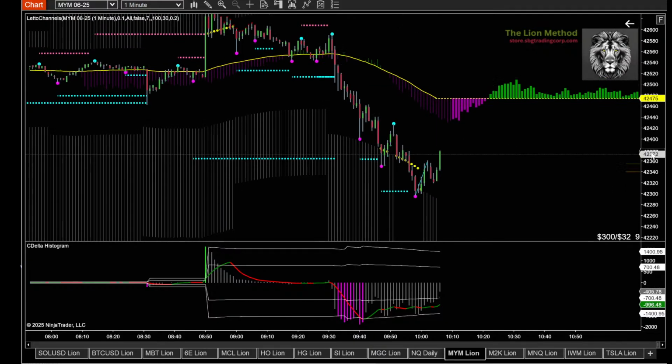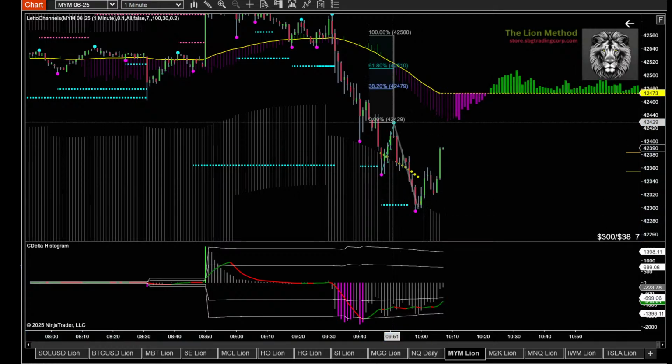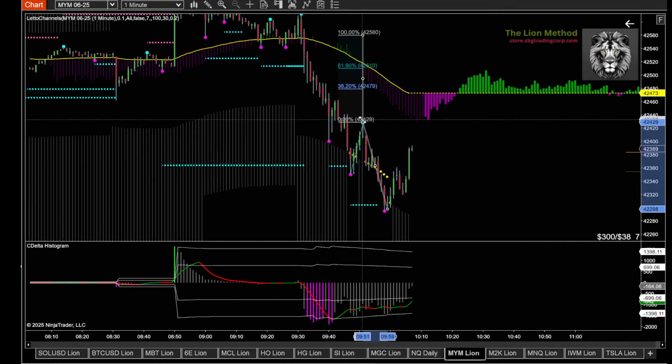Let's see what the boring old YM is doing. So this is a Lion method trade. We'd go long on a break above here. I don't like to go long too close to the 100 though. Target is going to be 62% of this swing. So the target would be right up there at 42,508-ish, 510. I would do a very small position here.